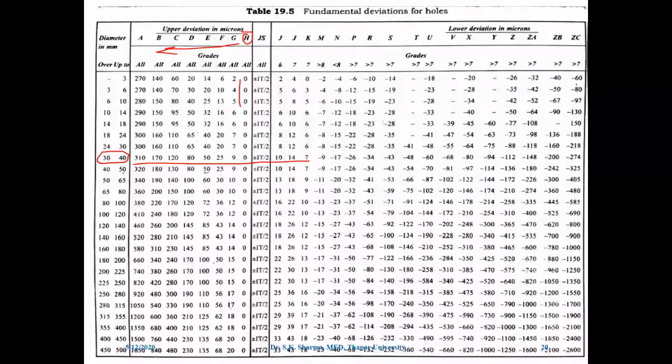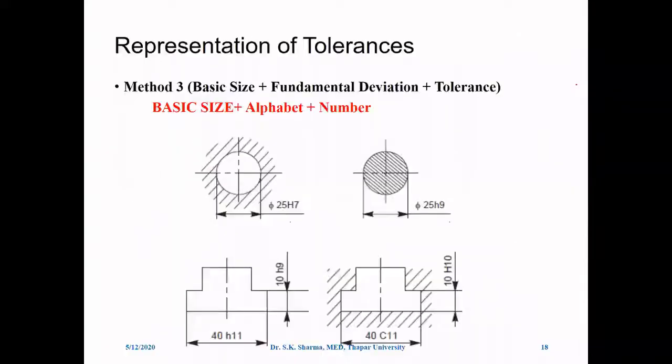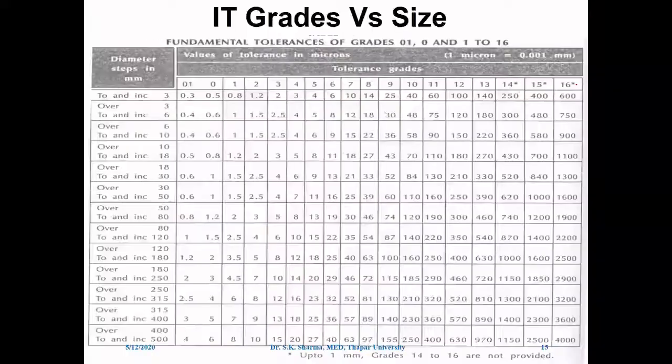Now the last thing in that code was 25H7. So the last thing was a number 7. What is the meaning of that number 7? That number 7 needs to be understood from this table that we just discussed earlier. So 25, basic size is 25, that lies here within 18 to 30. So that is the basic size. And 7 means this 21 microns, right? So from this table we will find out what is the meaning of 7.